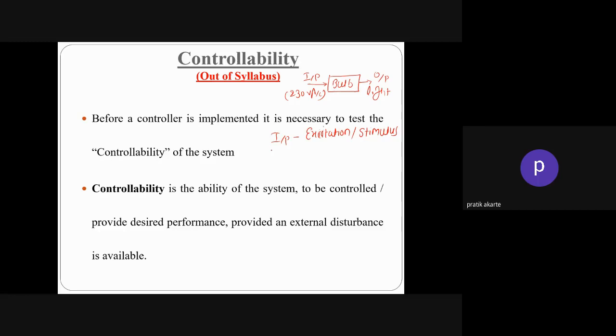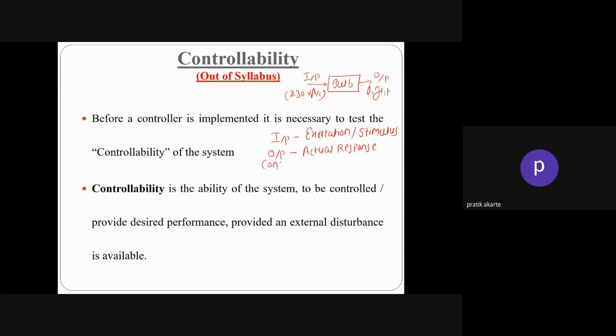What is output? It is the actual response obtained from the system. Here we are providing input through the bulb and we are getting the output as light.